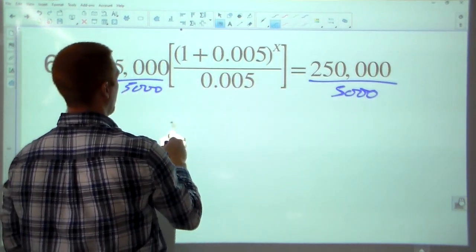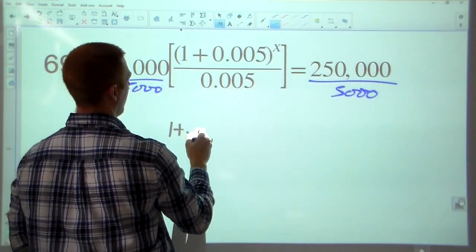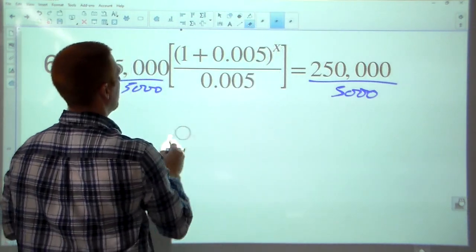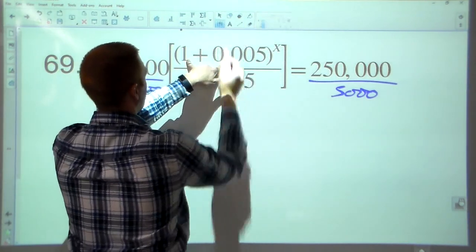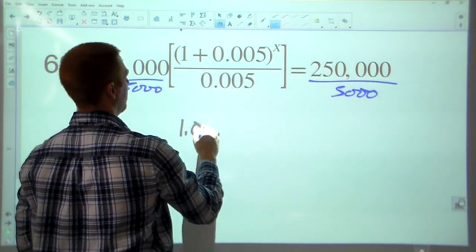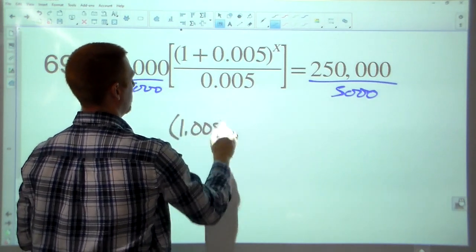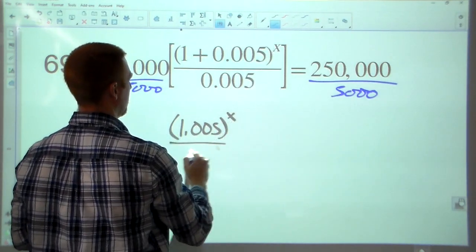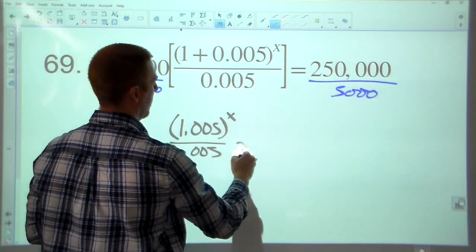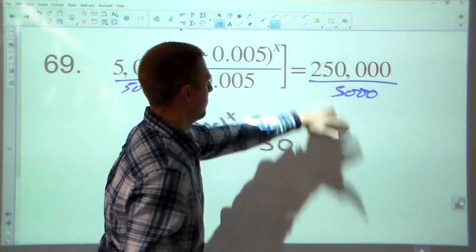So 1 plus point, and I'll tell you what, while we're at it, let's go ahead and add these two things together. So 1 plus 0.005, 1.005. Still to the x power, still over 0.005, and that's going to equal 50. When you divide these two, you get 50.